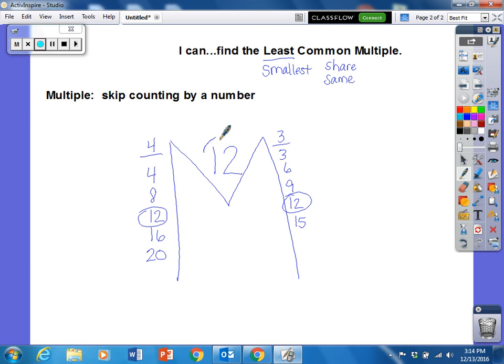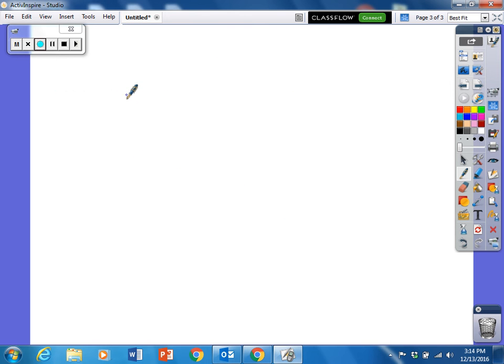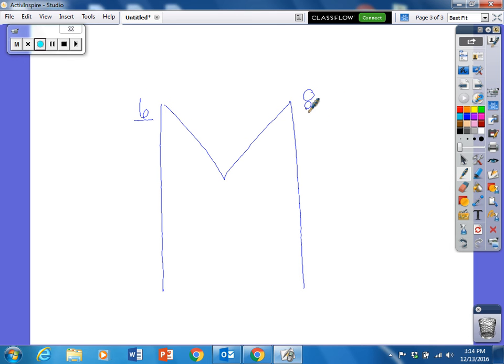And we put that in the middle of our M, and we circle it with a big circle so that we know that this is called our LCM, or least common multiple. Let's try another one. Let's make our big M. And let's do 6 and 8.